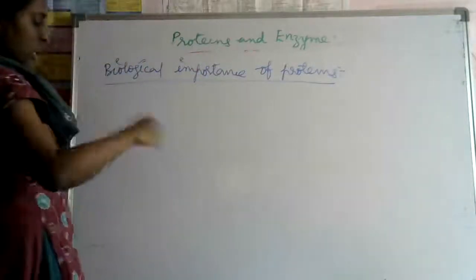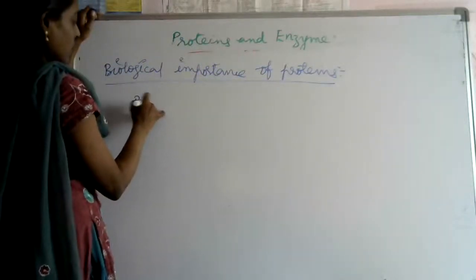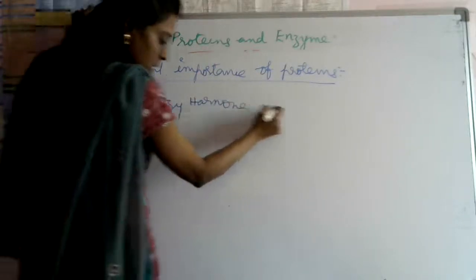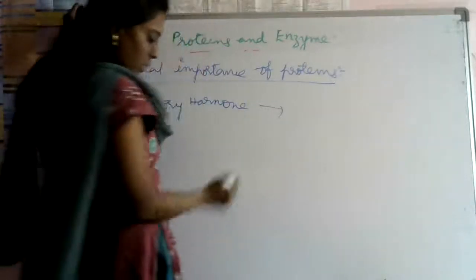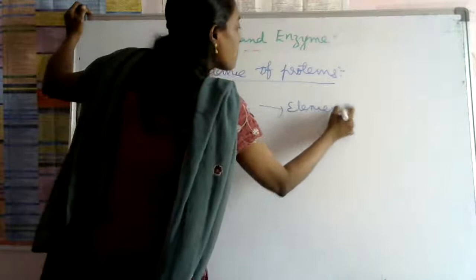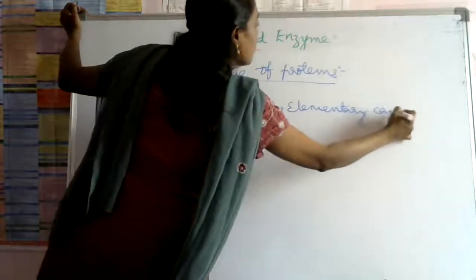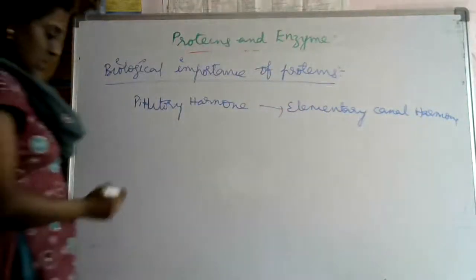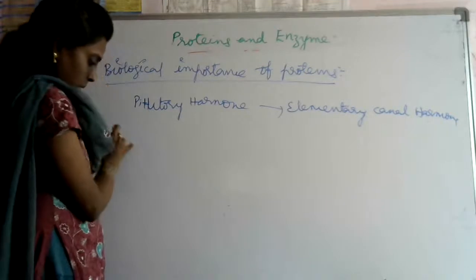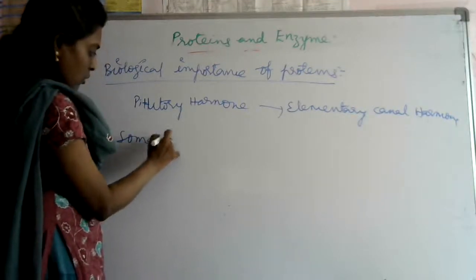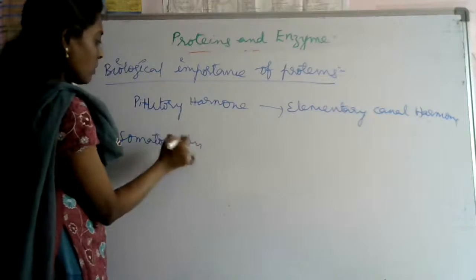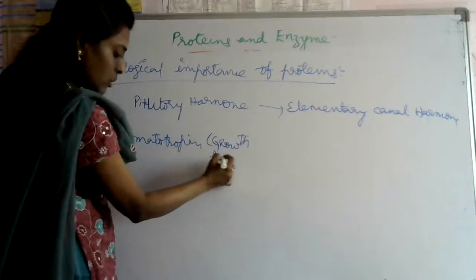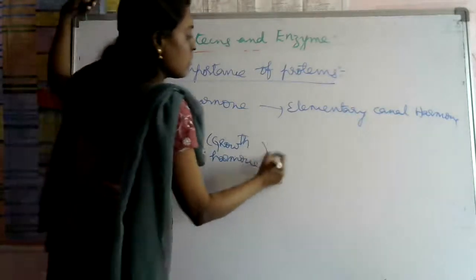Hormones. Pituitary hormone. This is the alimentary canal hormone. Okay, so next one, somatotropin. This is growth hormone. Growth hormone, which is present in gastric.